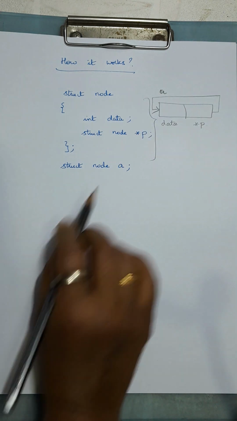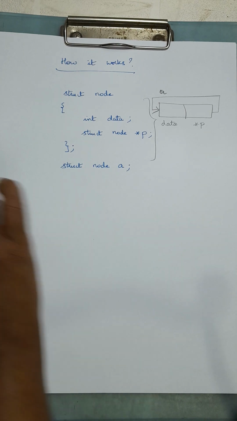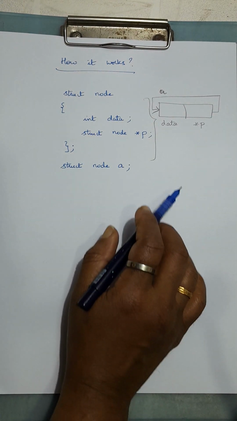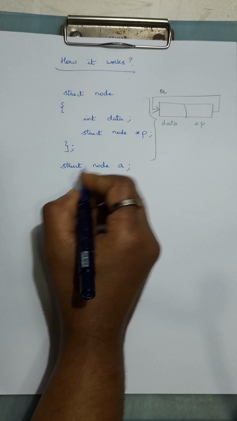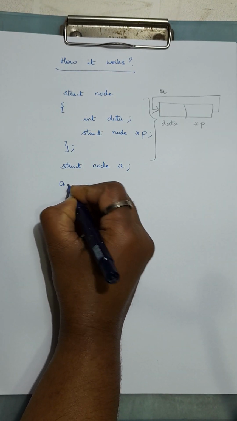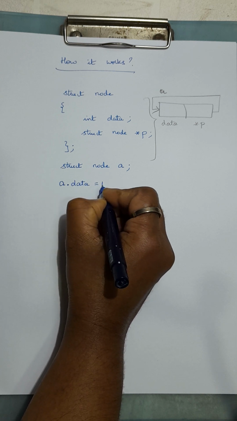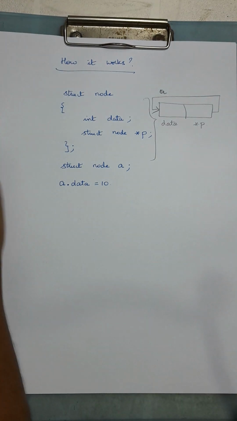If I give A as the node name, node A, data and star P. Okay. Now I want to add data within the structure. How do I access it? It is the structure variable, dot operator, data is the member variable, is equal to 10. Now what happens?